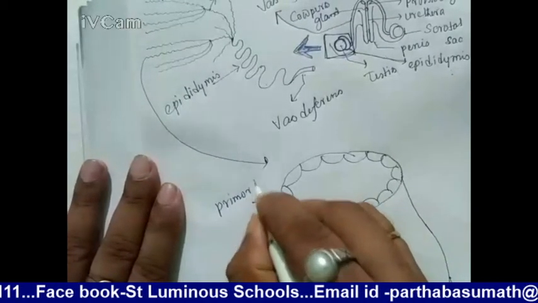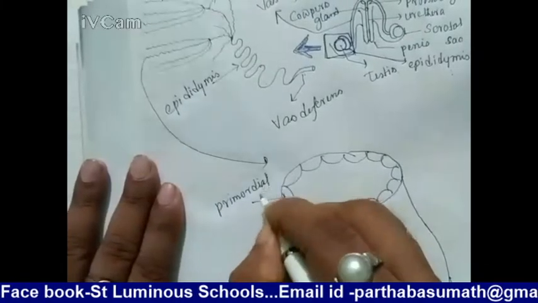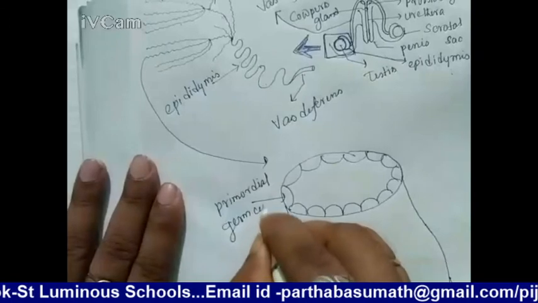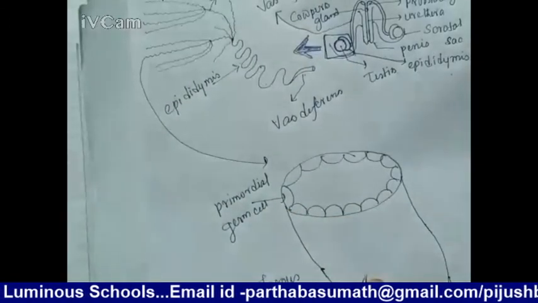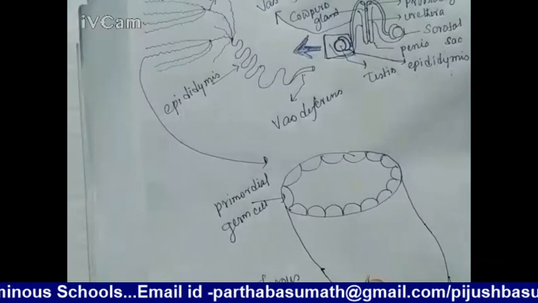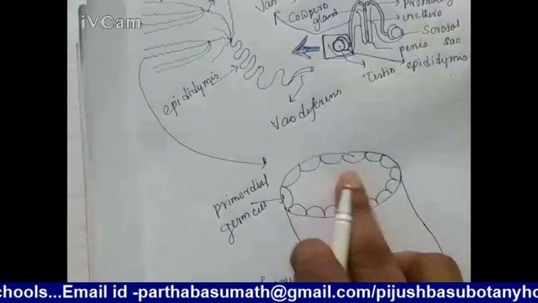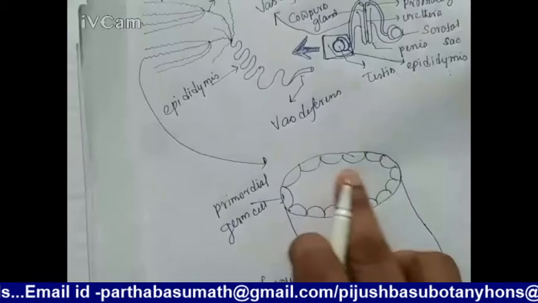Primordial means the initial. These are primordial germ cells. Within a primordium, the germ cell is practically a vacuole-like structure, with a specific cavity present here. This is the tubular cavity.